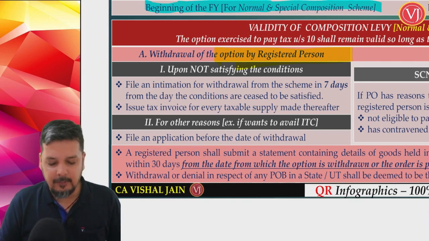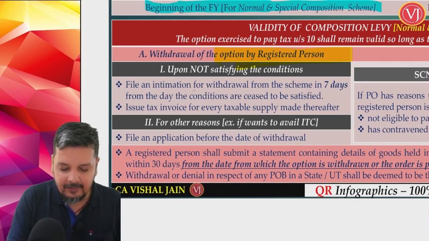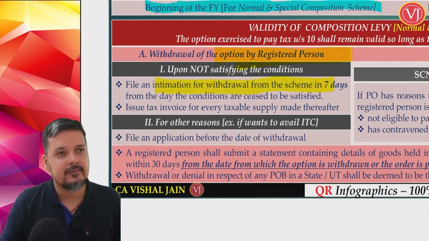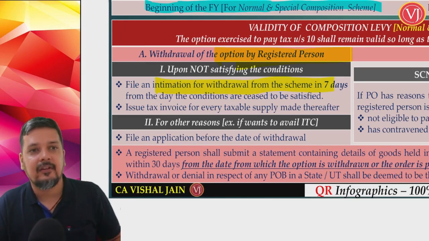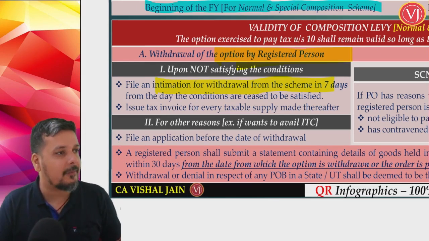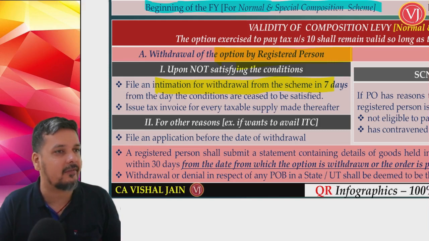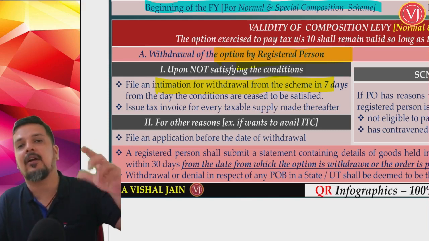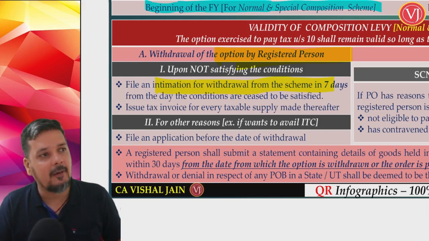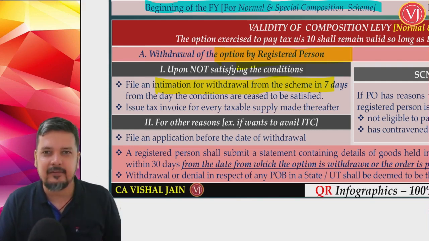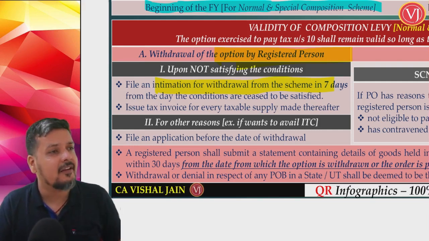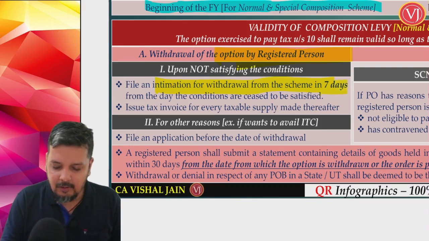There are two possible reasons. One, I'm not satisfying the conditions. I violate the conditions. I start dealing with non-taxable supply. I start making interstate outward supply. I start supplying services through e-commerce operators where TCS is applicable, etc. I cross the limit of 150 lakhs, 75 lakhs, 50 lakhs. My service limit crosses the inner limit, etc. I start manufacturing notified goods. I will go outside composition scheme.